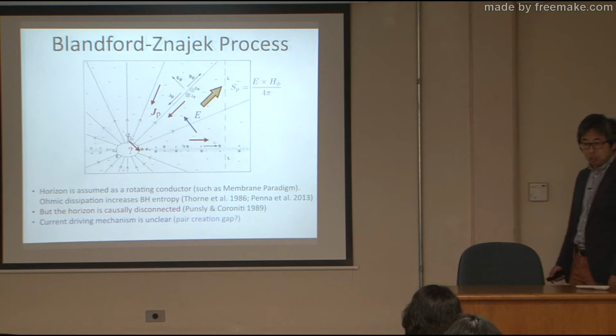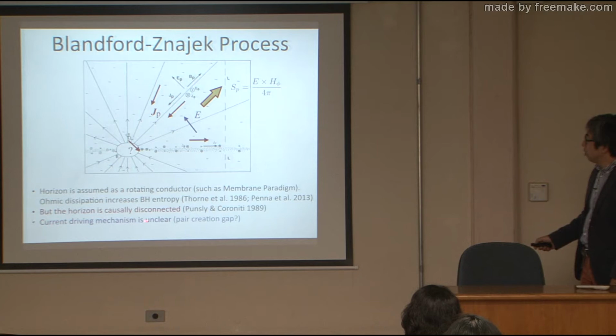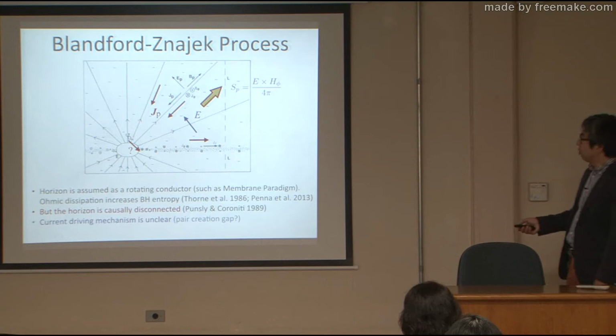Then the driving mechanism is currently unclear, because we know the current is reaching the black hole surface, and then some current is going out of the equator plane. But we don't know how the loading happens, or how this current closes over there, because this is the surface of the black hole. So this is one of the ambiguities, a part that is still under discussion.